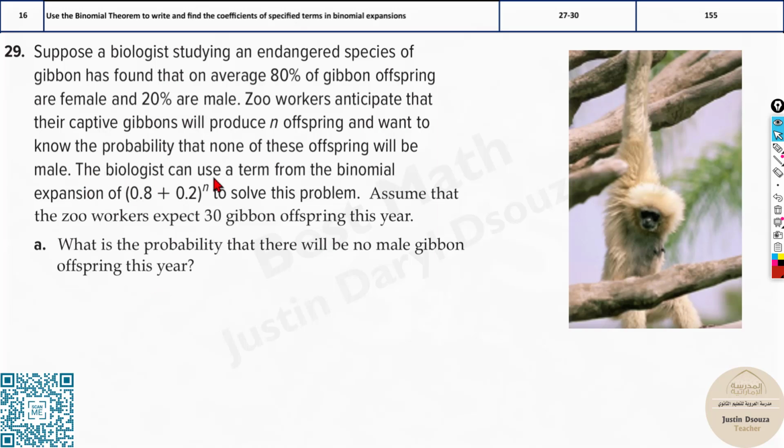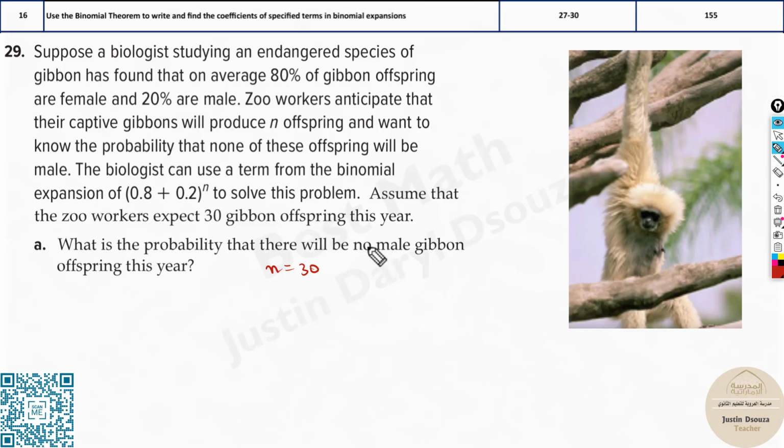The biologist can use a term from the binomial expansion to solve this problem. You don't need to expand this, we just do it by formula. Assume the zoo workers expect 30 gibbon offsprings this year. So let's write what we know. n is equal to 30. Now what is the p value? You can take p as the female gibbon offsprings probability as well.